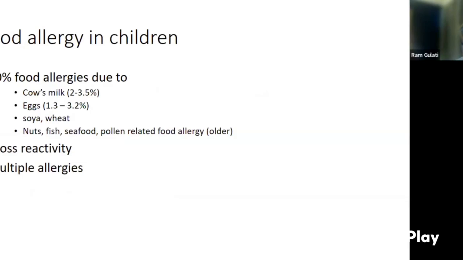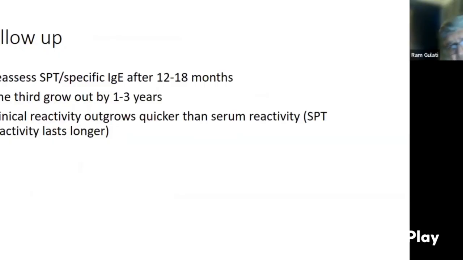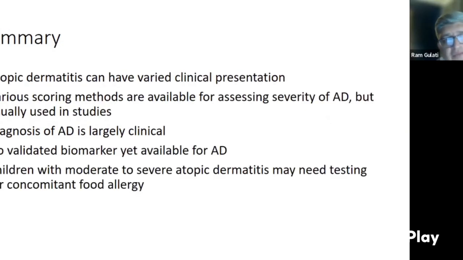90% of food allergies are because of cow's milk, egg, soya, wheat, nut, and fish. In our scenarios, I think nut and fish are less common, but the other ones are very common. Cross reactivity can happen and multiple allergies can be seen. Children who have a food allergy should be reassessed after 12 to 18 months to see if they have grown out of the allergy, because a third are going to grow out of it by 1 to 3 years. And most of the time, the clinical reactivity outgrows quicker than the serum reactivity. So in summary, I would say that atopic dermatitis can have a varied clinical presentation.